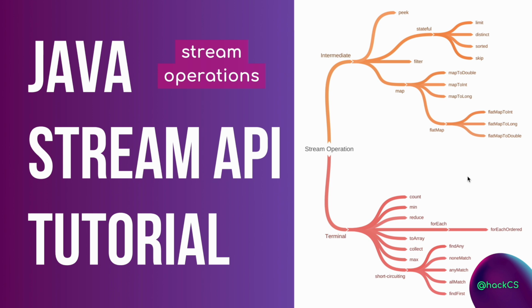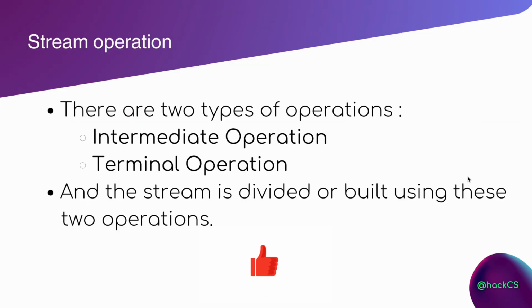What are Java stream operations? In this video, we will cover stream operations. There are two types of stream operations. First one is intermediate operation and the second one is terminal operation.